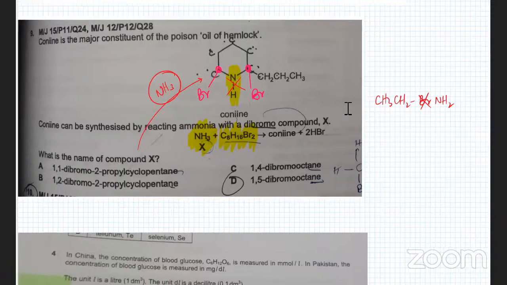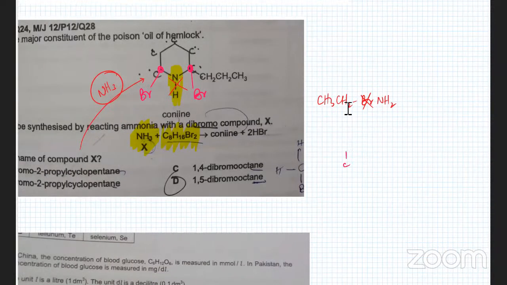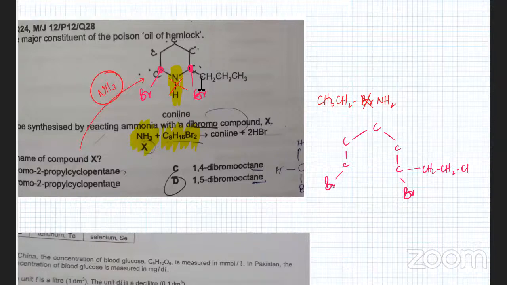So basically it was like this. You had this molecule, right? You had a bromine over here and you had a bromine over here. Did I draw this right? It's 1, 2, 3, 4, 5. And you got CH2 and CH2 and CH3. So this is what was happening.